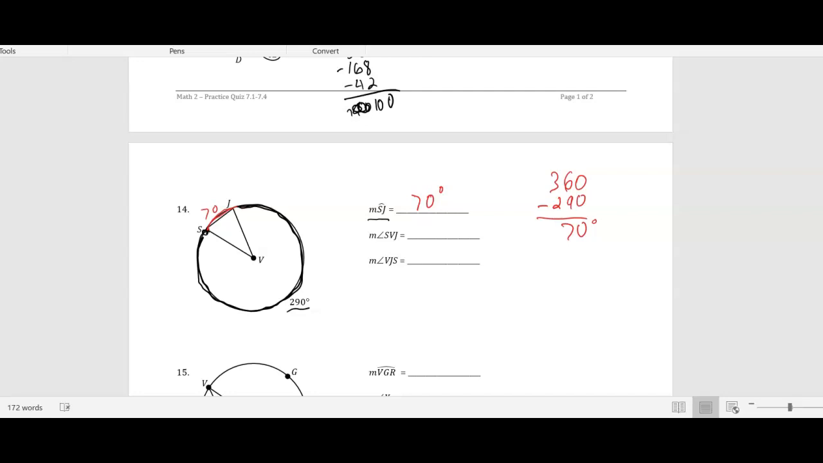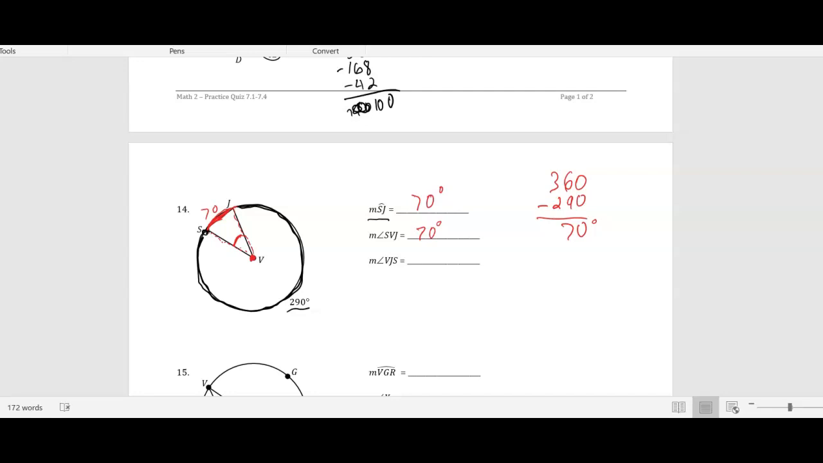Then find the measure of angle SVJ. So here is S, here is V, here is J. We want this angle. It's an angle formed at the center of our circle, so it's a central angle. And this angle is the same as your arc. So this would also be 70 degrees.